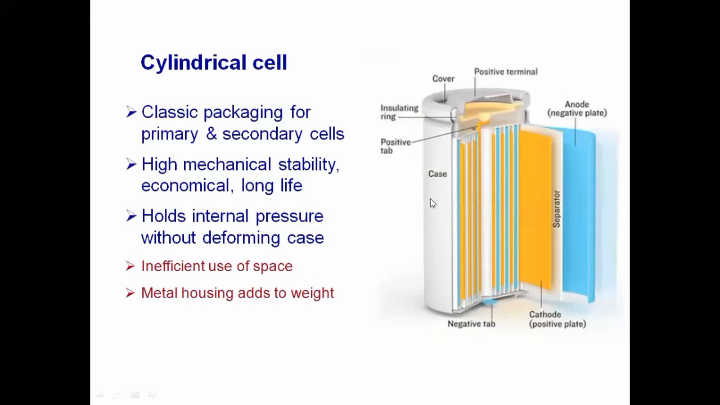So the construction is cylindrical, a classic packaging surrounding the chemical formation. We have classical packaging for primary and secondary cells. So it is of high mechanical stability. It is well surrounded by highly stable materials. They have a long life. It holds internal pressure without deforming the case. So having internal pressure, it can resist the temperature and also the surrounding air pressure. So in this manner, it is very good at resisting environmental pressures.